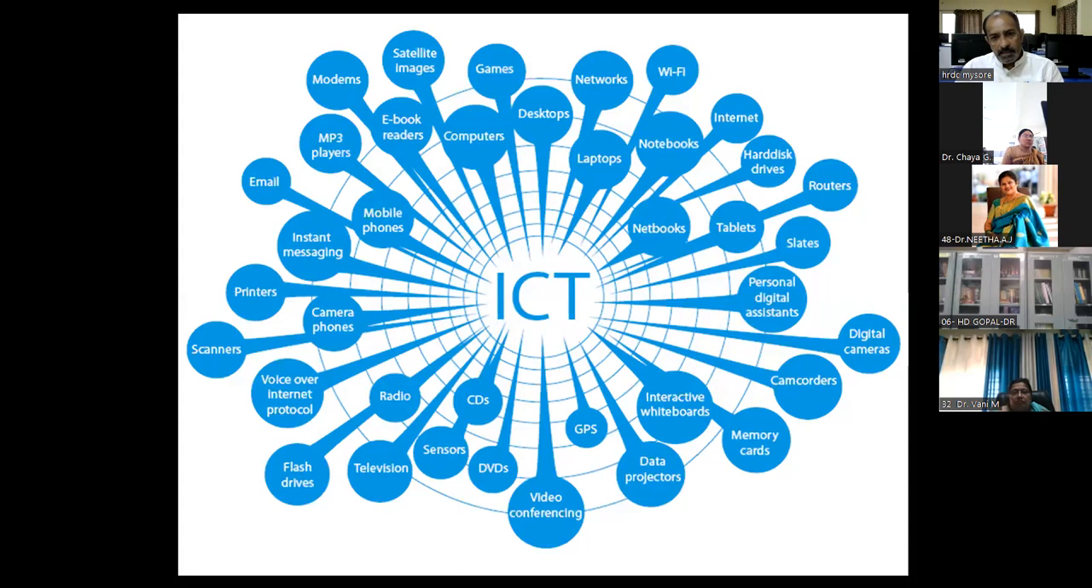Here are some of the gadgets associated with ICT. When I say ICT, what are all the things which come under ICT? Obviously, all of us are very familiar with computers, desktops, games, networks, laptops, notebooks, Wi-Fi, internet, tablets, hard disk drives, routers, personal digital assistants, camcorders, memory cards, video conferencing, DVDs, sensors, television, flash drives, scanners, printers, instant messaging, email, mobile phones, MP3, etc. Everything is a part of ICT.